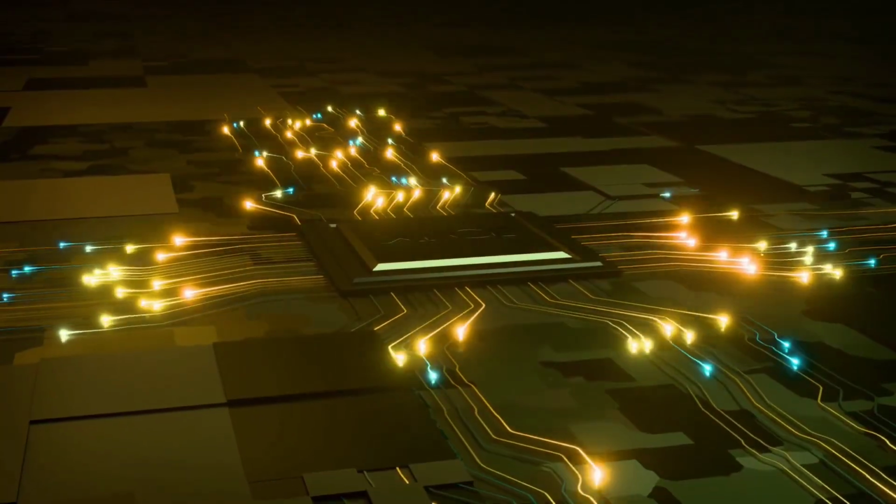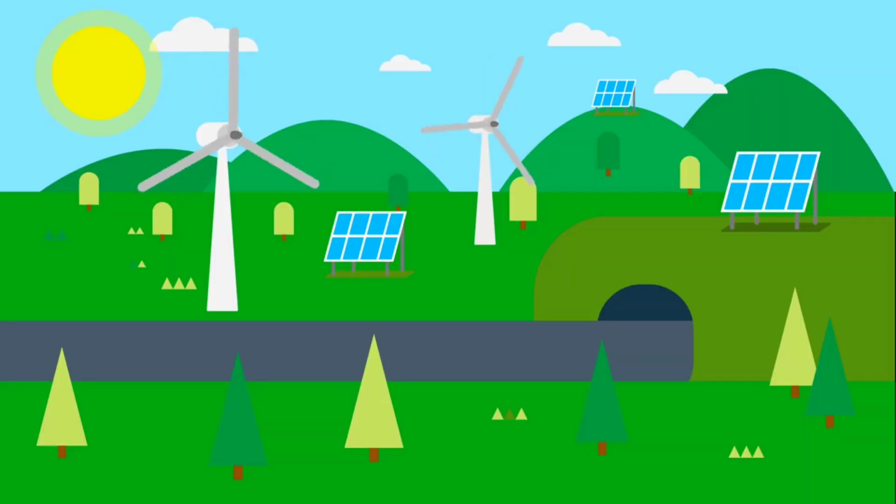And whenever electrons move, an electric current is created. This process is known as the photovoltaic effect. It's the fundamental principle behind every solar panel in the world.